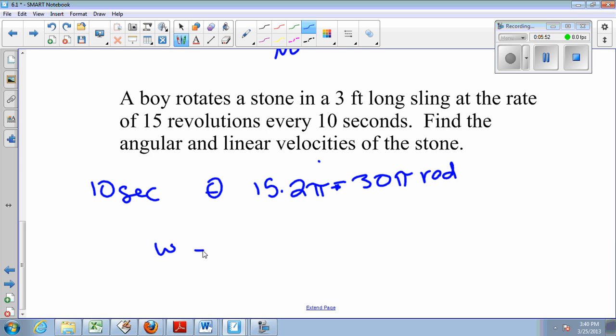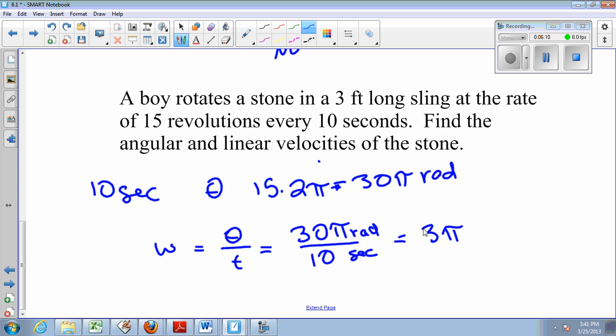So omega equals theta over time. So we get 30 pi radians divided by 10 seconds. So our answer turns out to be 3 pi radians per second. So we have now found our angular speed.